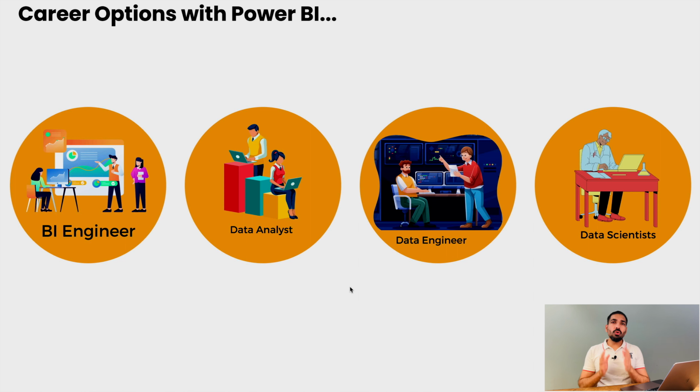So you have multiple career options available. You can start with the BI engineer, then you can turn into a data analyst, or you can also start with the data analyst, so that's not a problem. Then you can learn some more technologies. You can grow your career further as a data engineer, and from the data engineer, you can go to the data scientist role. So this is a step-by-step process of how you can grow your career using Power BI.